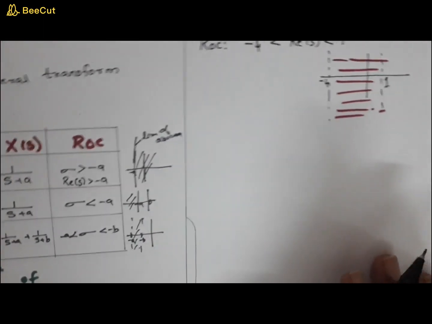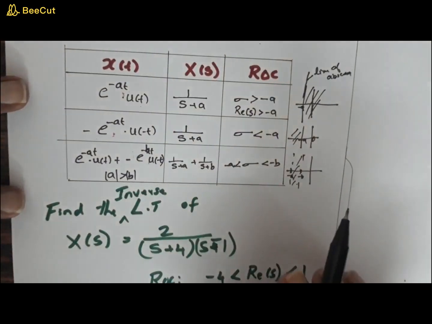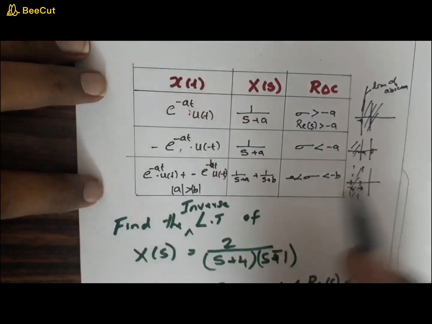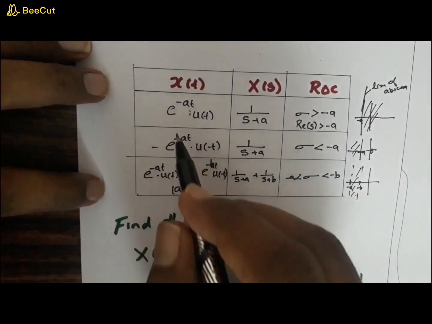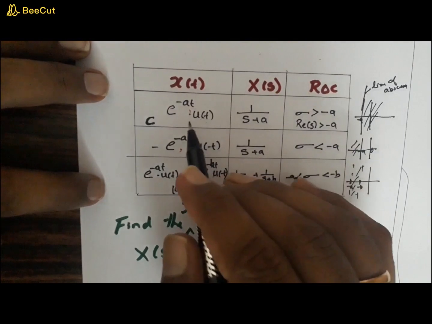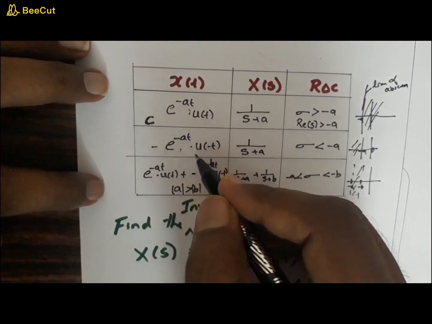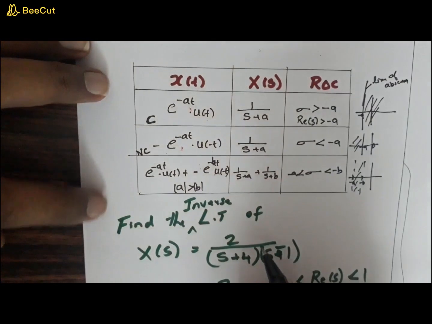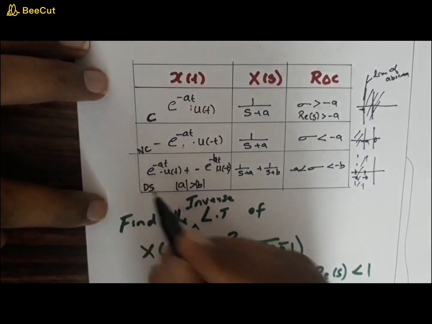Okay, now based on the ROC you can have the nature of the signal. So again, your attention to this table. I forgot to specify one more thing. Let's classify these signals into 3. See, this one is a causal sequence, right? Why is it said to be causal? Because this is multiplied by u of t. Now this signal is multiplied by minus u of minus t, so this becomes a purely non-causal or anti-causal signal. This is a combination of causal and non-causal, so we call this a double-sided signal.